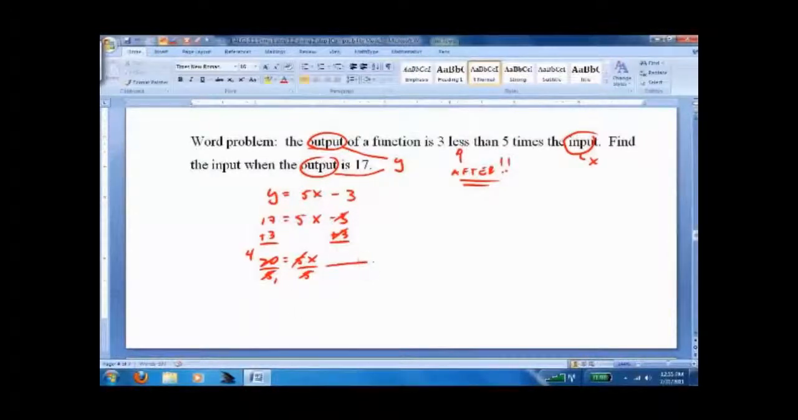Write it a little more clearly here. X equals 4. And, hoping we wrote our equation right, 5 times 4 is 20, minus 3 is 17. Checks. That's it. Good luck.